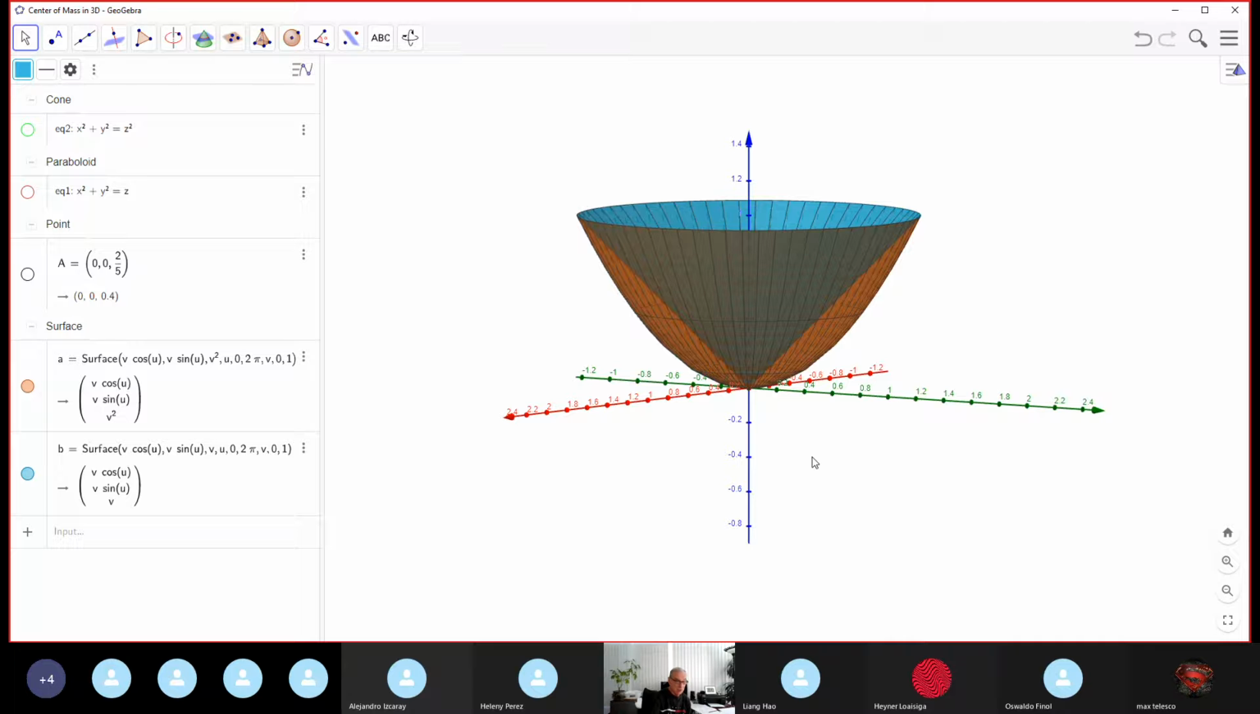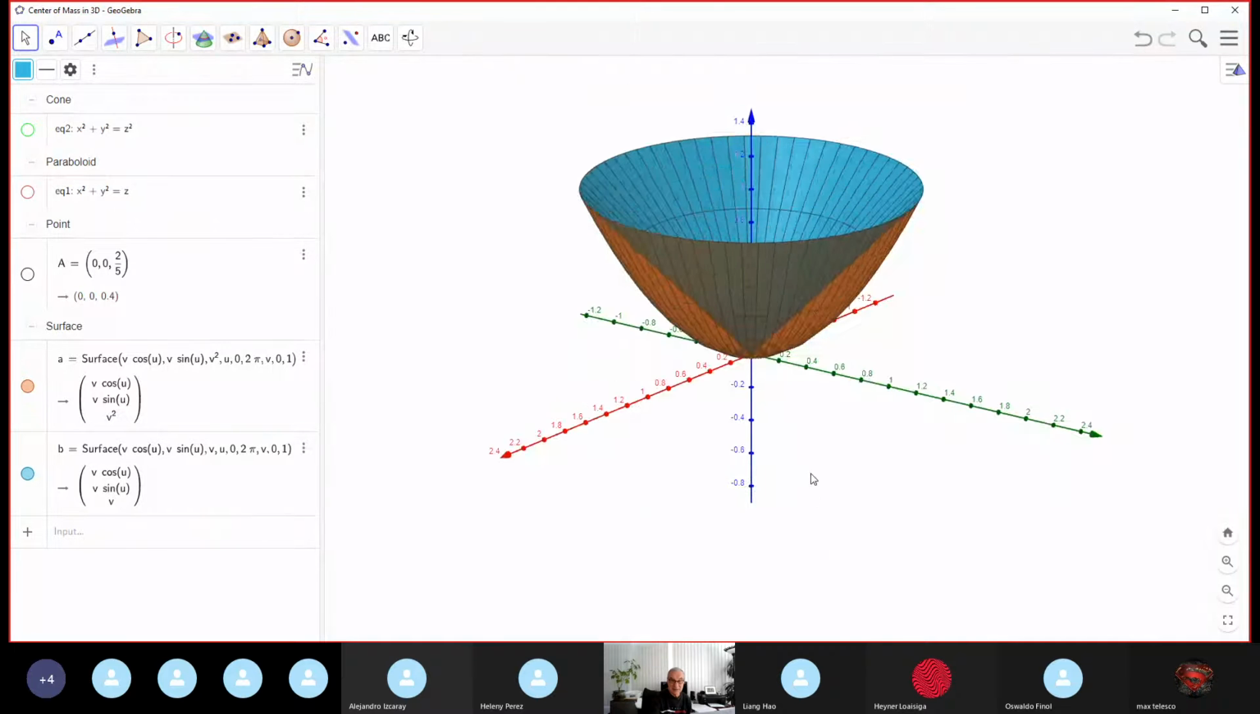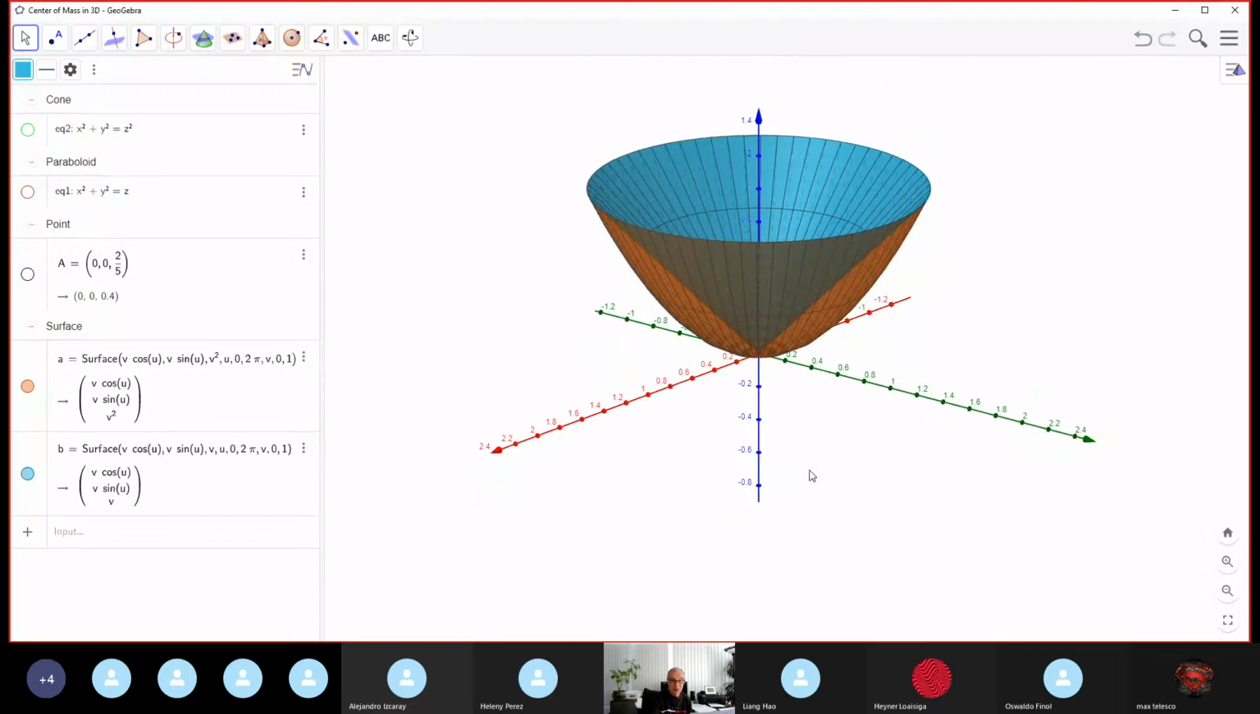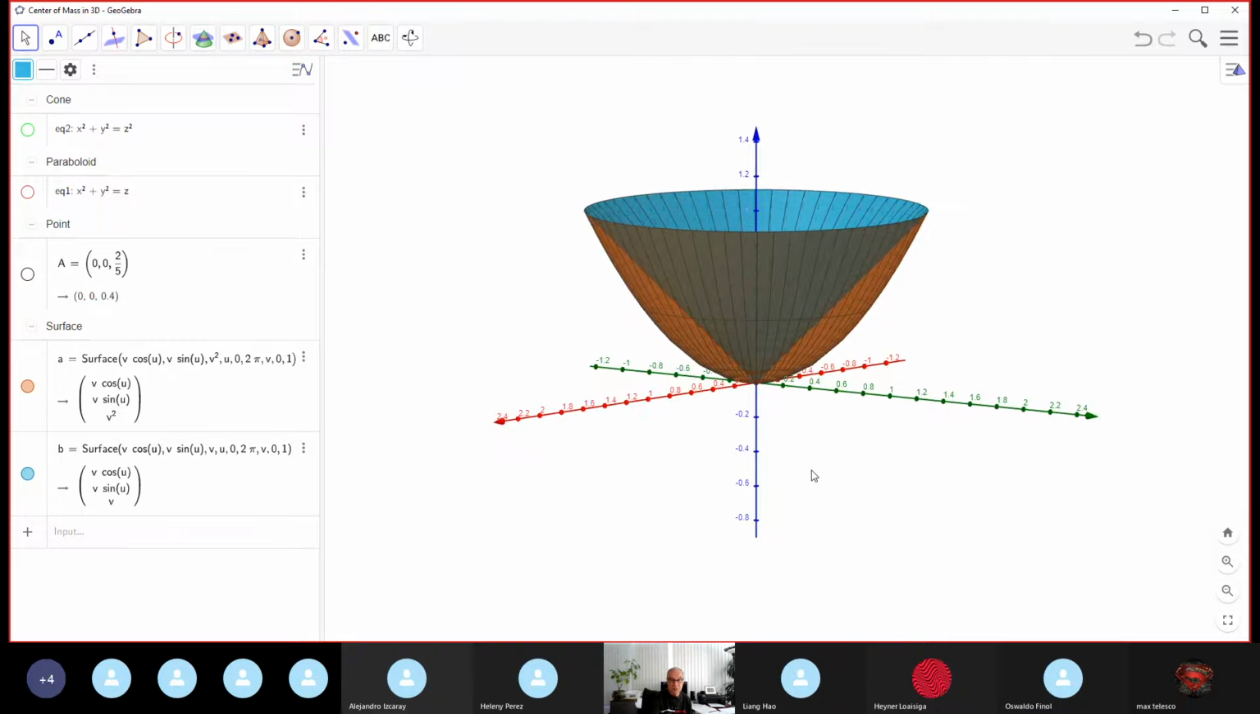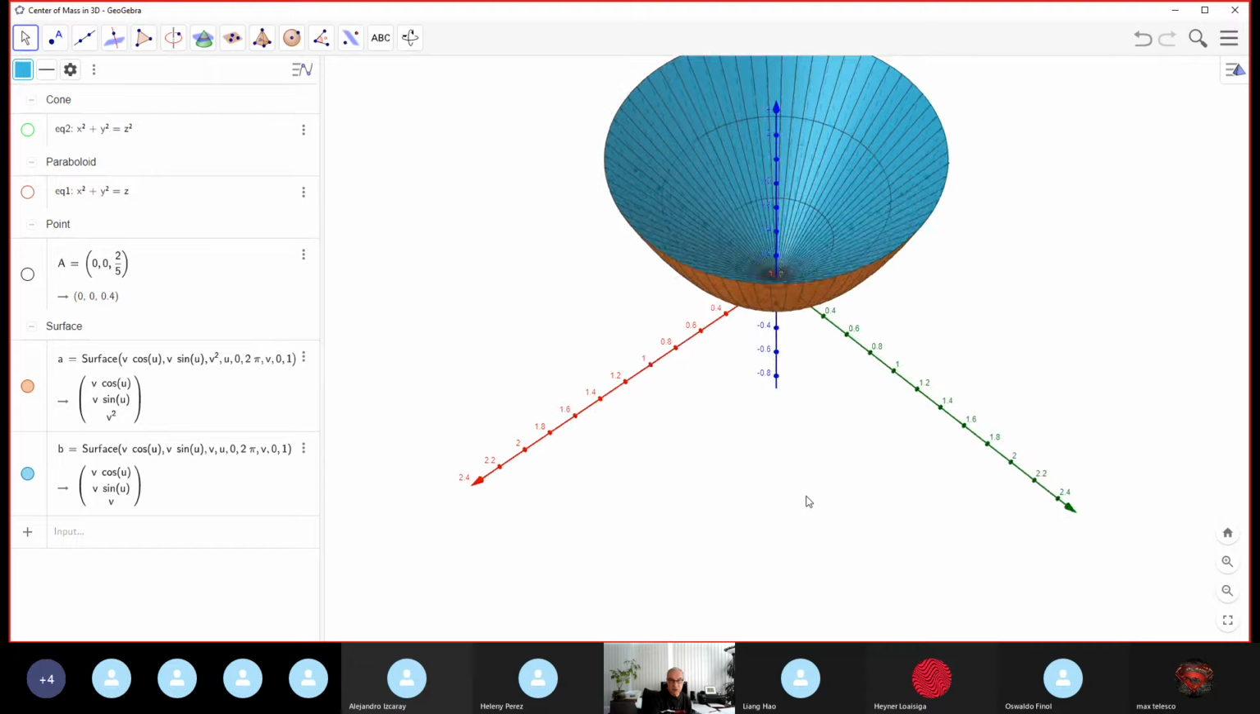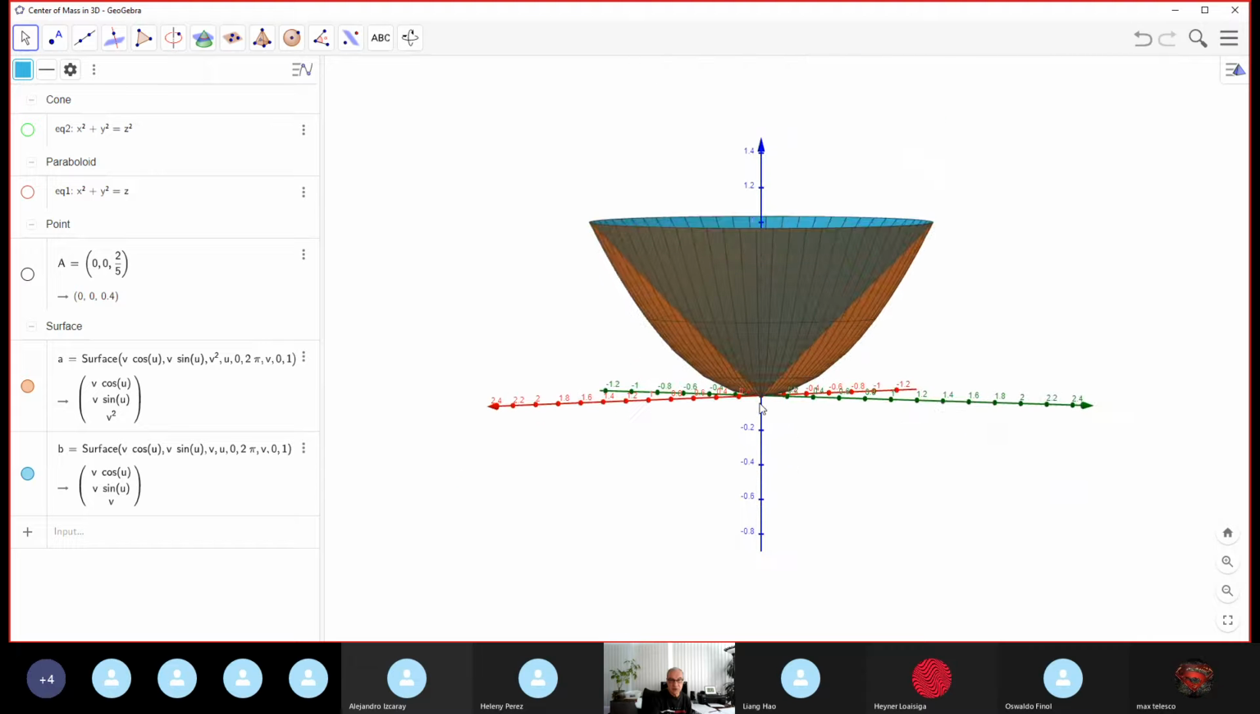I have another question. So you understand that the center of mass lies on the z-axis because x̄ and ȳ are equal to 0 physically. And what about z̄? The value of z̄, in your opinion, well, I suppose it's in the middle, no? This is 0, this is 1.